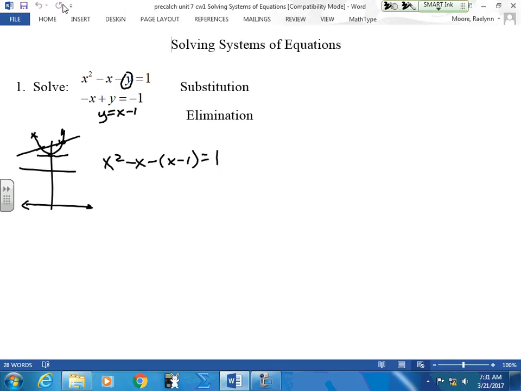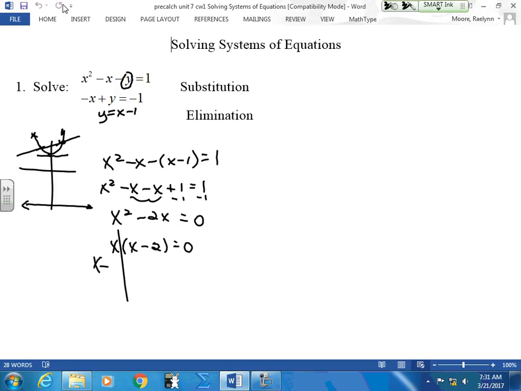With systems of equations, 1 variable, you need 1 equation. 2 variables, 2 equations. 3 variables, 3 equations. So that's how it goes. So I would distribute my negative sign. I would subtract my 1. I'd combine these 2. Just minus 1, minus 1. And then I would factor, solve for x. I would set these equal to 0.